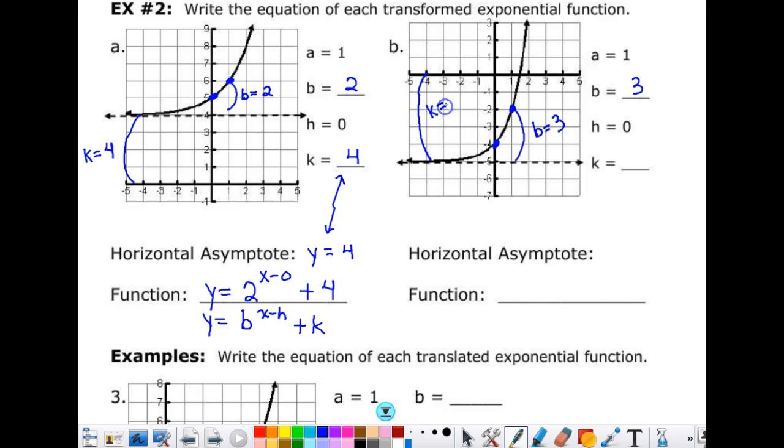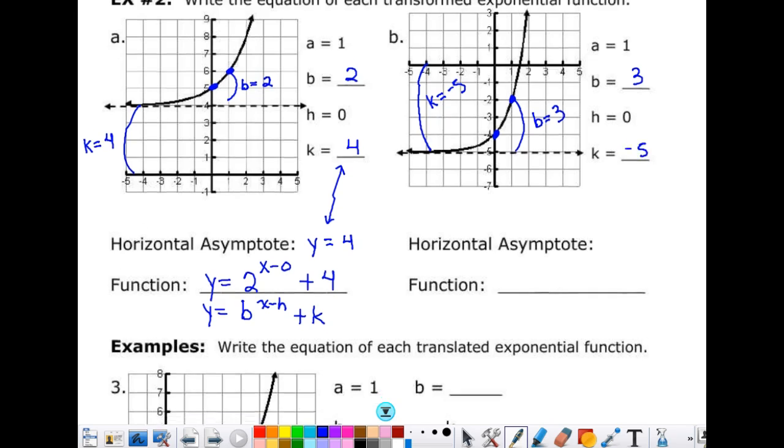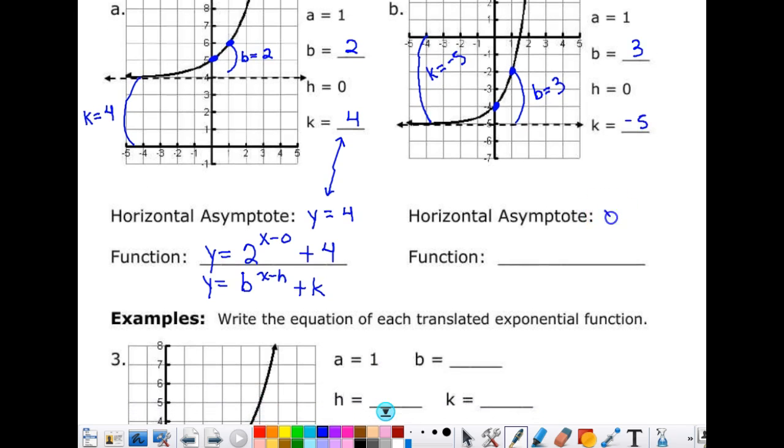He pushed the graph down 5, okay? K for kryptonite. So the horizontal asymptote is the same as the K. So our function then is the B is 3, x minus 0. I can write the 0 or not write it. I wrote it over here. How about I don't write it here, just so you can see the difference. And then minus 5. There's our B, there's our K.